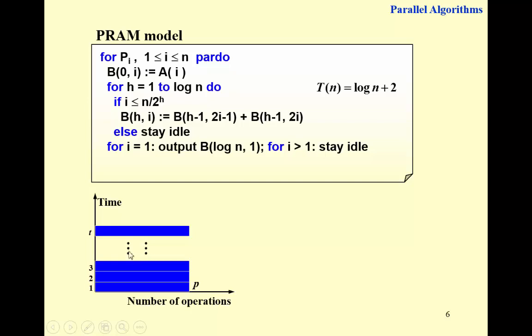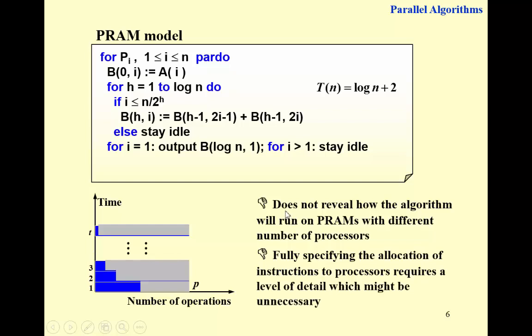And this is called the standard PRAM mode. But the reality is that during each round, only part of the processors are actually working. So this standard mode has a few drawbacks. One is that it doesn't reveal how the algorithm will run on PRAMs with different number of processors. That means from this description, we cannot tell how the number of processors can affect the performance. What if we add some processors in? Will it run faster? Or what if we take some processors away?